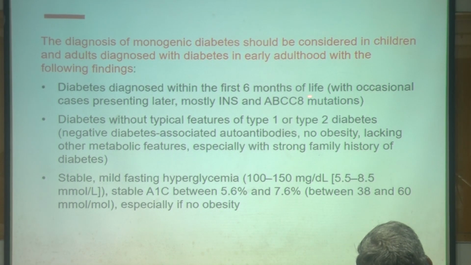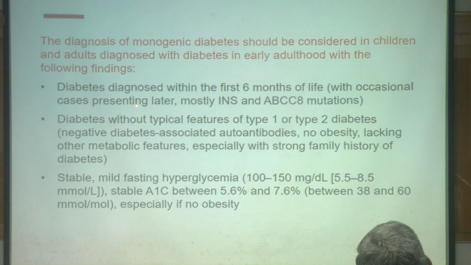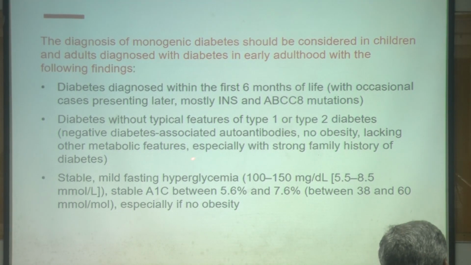Diagnosed within the first 6 months of life, with occasional cases presenting later. Mostly the genes INS and ABCC8 mutation. These are the genes mostly involved. And diabetes has the typical features of type 1 and type 2 diabetes. This is the common thing we face. In some atypical patients, they don't have any features of type 1 or type 2: negative antibodies, no obesity, lack of other metabolic features also.